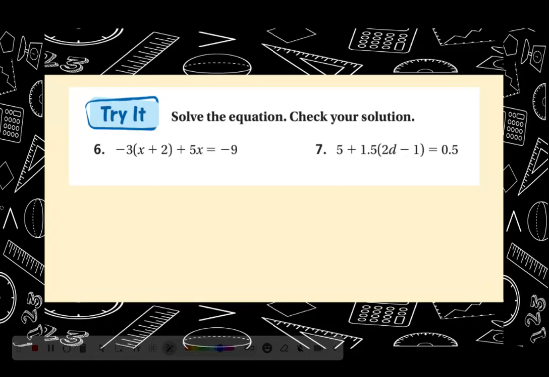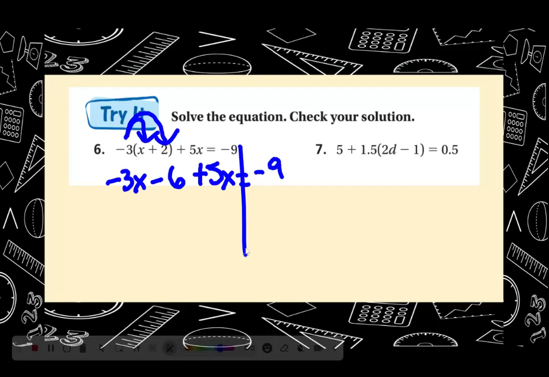Okay, so here's some other ones that you can try to see if you get the correct answer. So distribute. -3 times x is -3x. -3 times 2 is -6. Plus 5x equals -9. Combine your like terms. I see -3x plus 5x. -3 plus 5 is 2x.